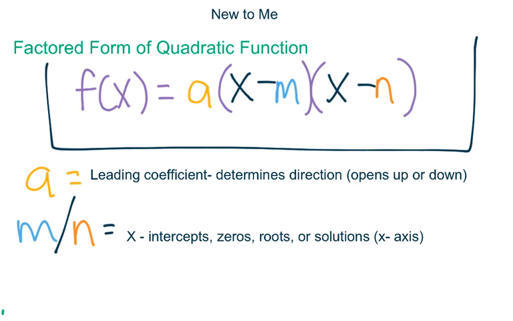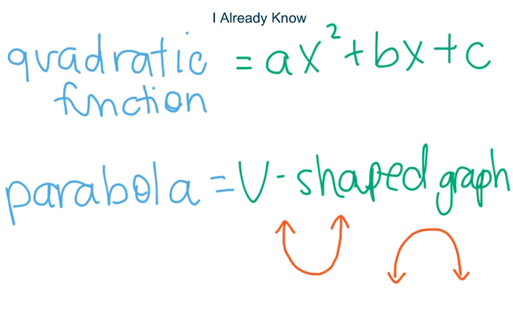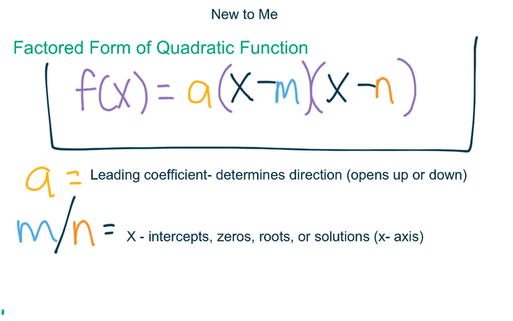Now, what's going to be new to us in this lesson is the factored form of a quadratic function. So we just saw our quadratic function ax squared plus bx plus c. Well, here we have a, but now we have x minus m times, sneaky multiplication, x minus n. This is factored form. Think about when we're factoring, we're breaking apart our quadratic function into two separate entities if necessary. And so now we're working with the factored form of this problem.